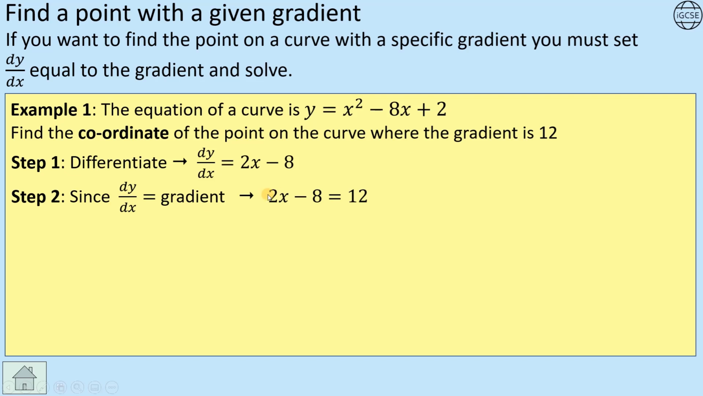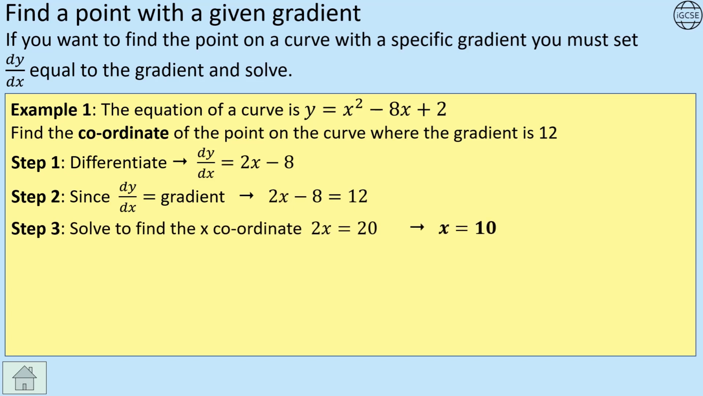All right, so take the x, 8 minus 8 to the other side becomes 20, and divide by 2, and it's going to give us 10. So the x coordinate is 10, but do not forget it asks for the coordinate, not just the x value. So we now need to figure out what the y value is.